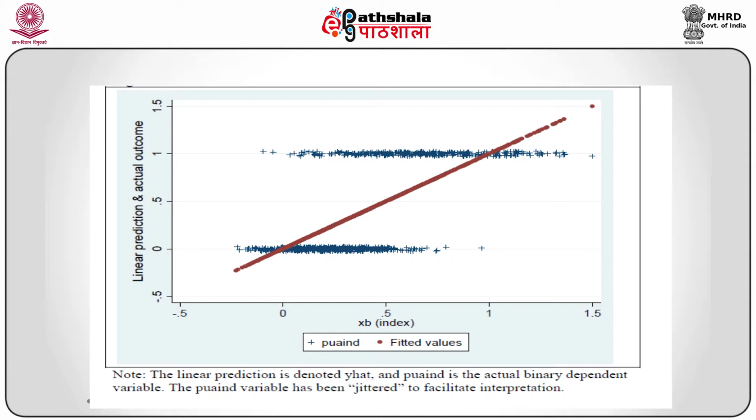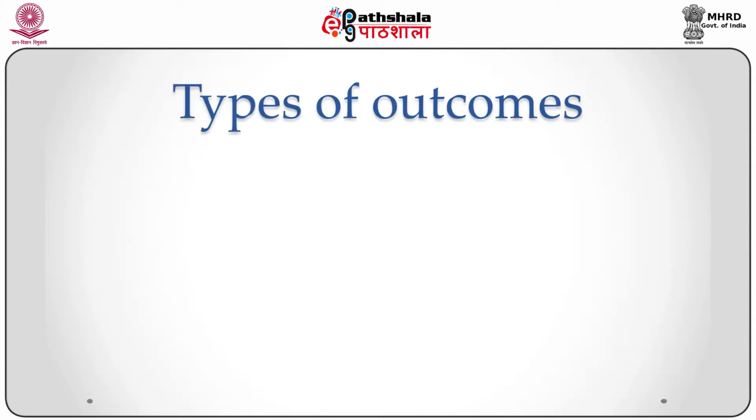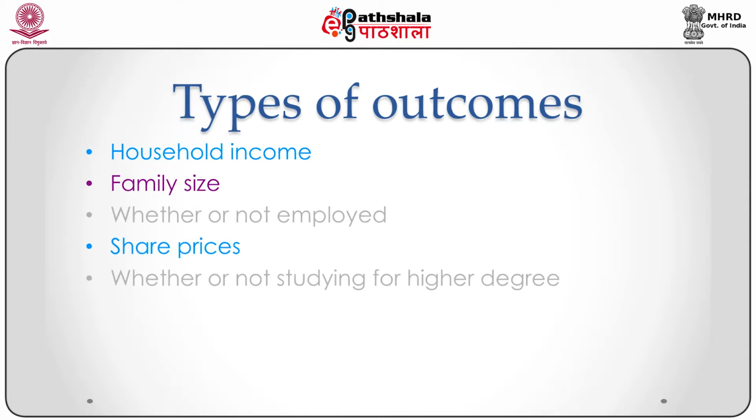To understand this, let us take a step back and consider all kinds of outcomes that arise typically in econometric problems or other applied problems from the viewpoint of a statistician. So on this slide, we see several types of outcomes, which have been color-coded according to type. So household income and share prices, which have been indicated in blue, are the most common types of outcomes, which are continuous variables.